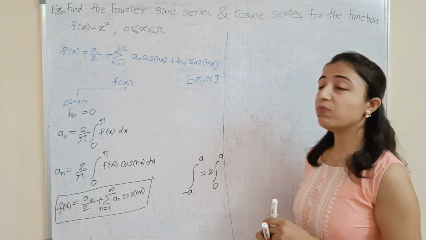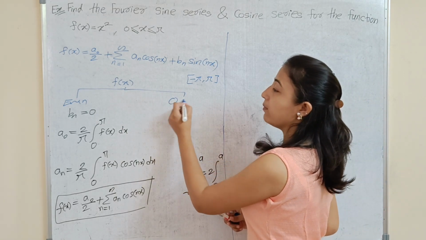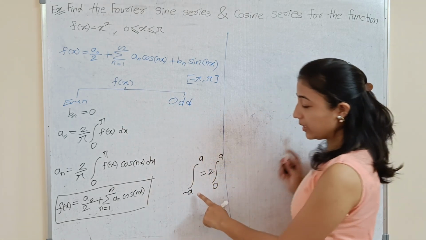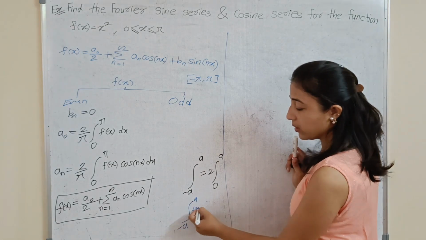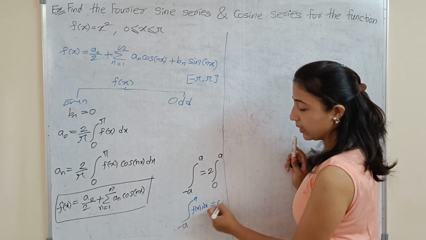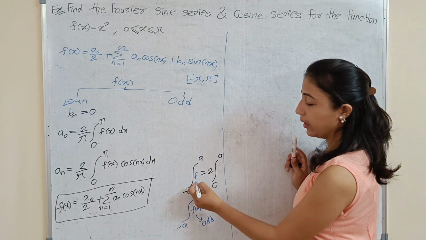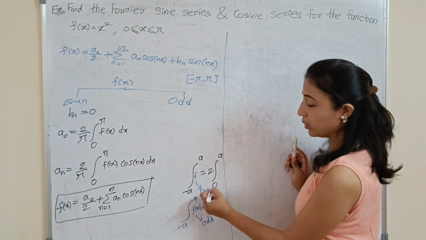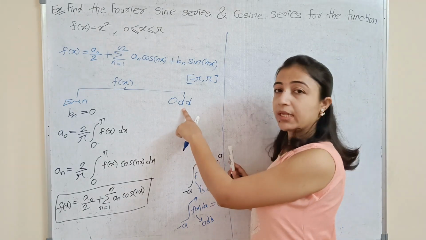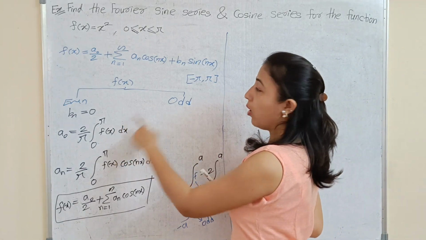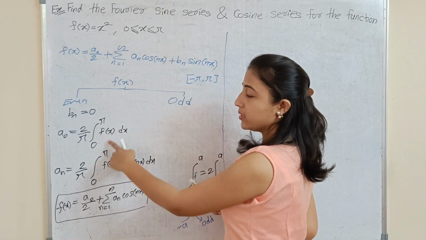Now if our function is an odd function, what is the condition for an odd function? If our function is odd, then the integral from minus a to a of f of x is 0, and if our function is even, then the integral becomes 2 times. So when our function is an odd function, in the interval minus pi to pi, this a0 is 0.